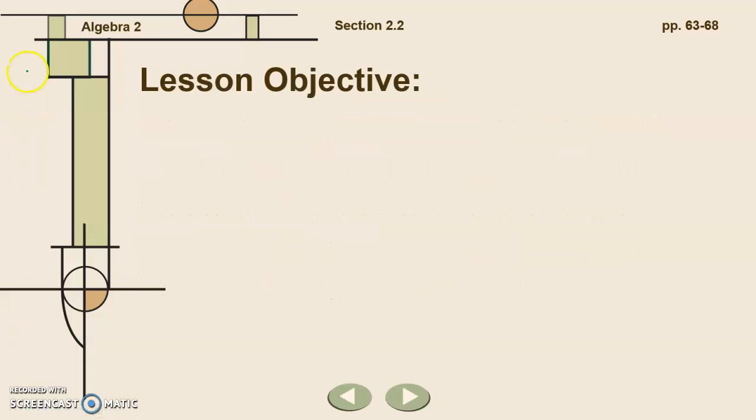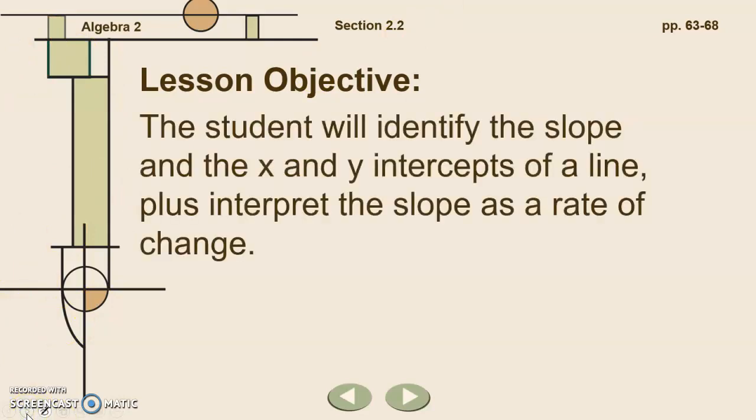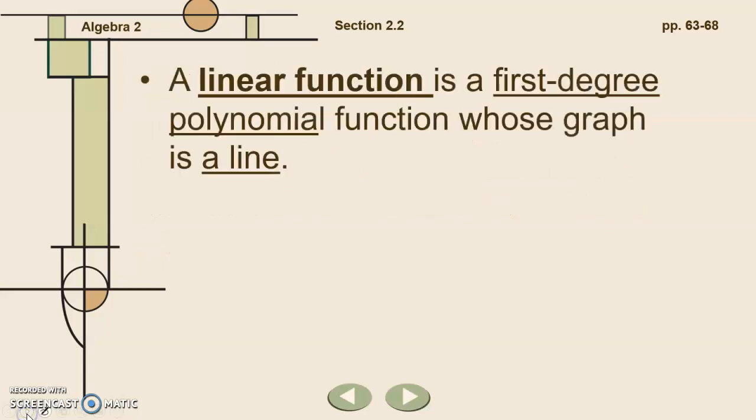Our lesson objective for today is this. You, the student, will identify the slope and the x and y intercepts of a line, plus interpret the slope as a rate of change. So let's first talk about what a linear function is. It is a first-degree polynomial function whose graph is a line. Let's go over some of those things first of all.